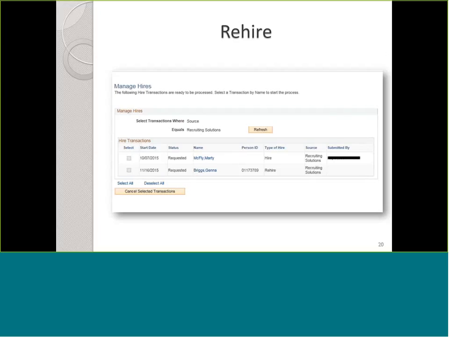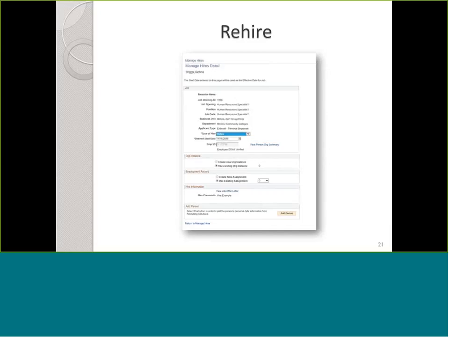Here is a screen for rehire. And again, we will look in the name column to find the person that we are hiring. In this case, we are going to hire Jenna Briggs. And you will also be checking the type of hire column to make sure that the hire type is what you expect. This will bring you to the details page. And for a rehire, you will check the type of hire. You will want to review the job offer letter.